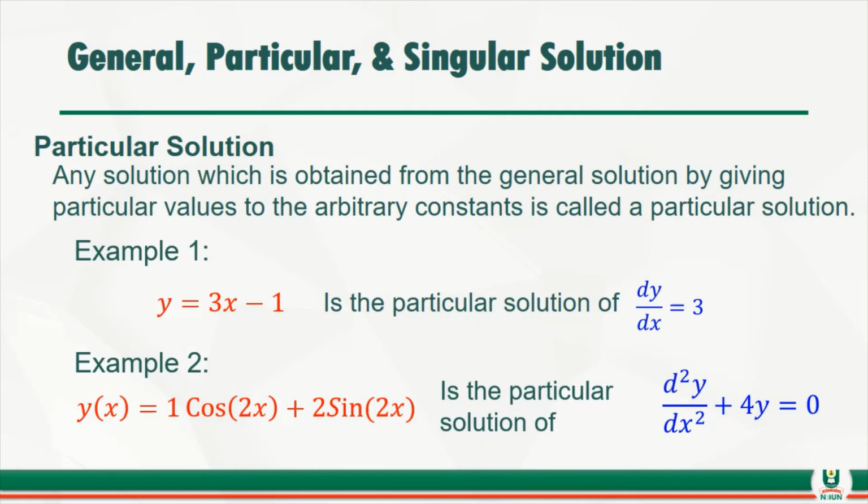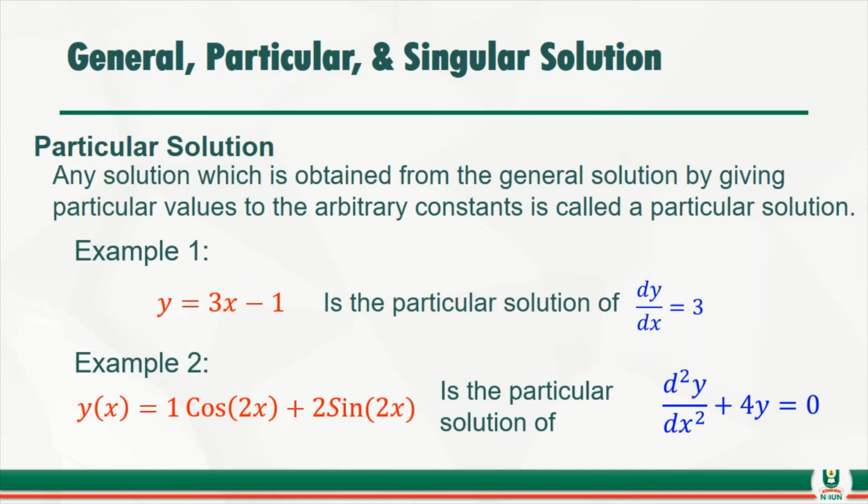In this example 2, y(x) equals 1 cos 2x plus 2 sin 2x is the particular solution. You will notice that in this case, we already know our a and b. And how can we get our a and b? We can use the initial condition. And that is how we obtain this. So we call this one particular solution.